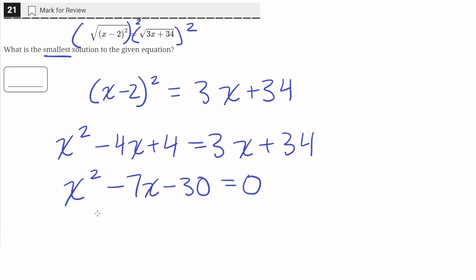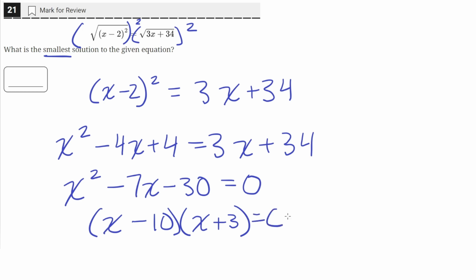Okay, now let's factor this, and if you factor this, you'll get (x minus 10) and (x plus 3), because negative 10 times 3 is negative 30, and then negative 10x plus 3x is just negative 7x, and then x squared, x times x. So this will just equal 0. Now we have this equation that's factored out, so we can use the zero product property to see what the values of x are.